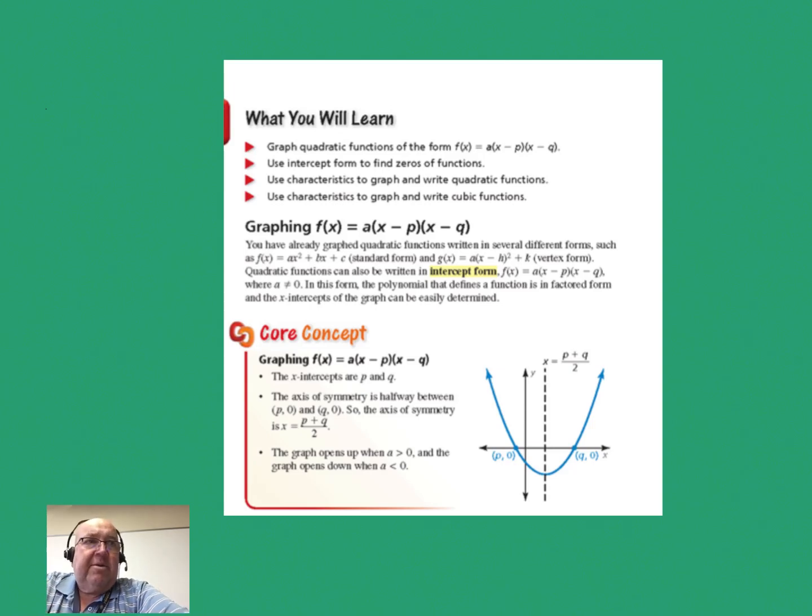So far we've learned to graph quadratics by using standard form. We've used vertex form in our previous section. Now we're going to use intercept form. And what that is, it's just basically a factored quadratic equation showing where it crosses the y-axis or the x-axis.